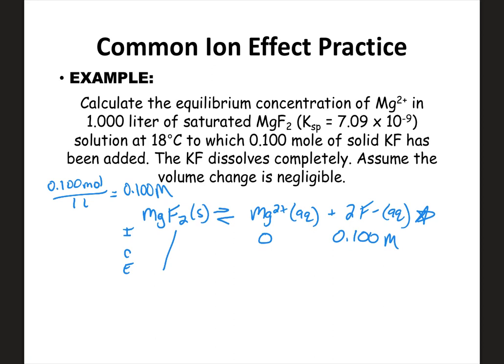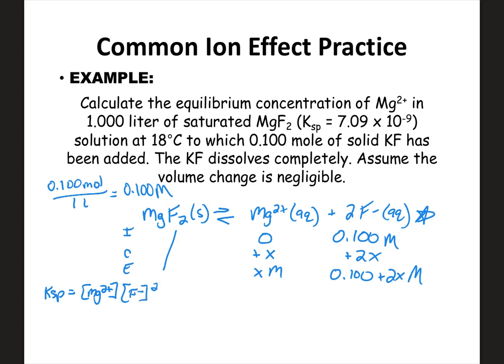And then everything else here is pretty much the same. If we look at our change in concentration, we know we're going to be forming products here. So this is going to be adding some value of x. This one's going to be adding some value of 2x. So at equilibrium, this would be x molar, and this would be 0.100 plus 2x molar. Okay, so don't forget here that we had a starting value for this one, so it's not just 2x. So now I can write my Ksp expression for this. I know Ksp would be equal to the concentration of my Mg2+ times the concentration of my F- squared here.